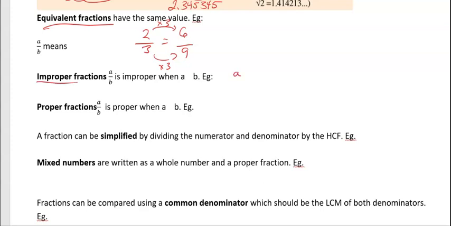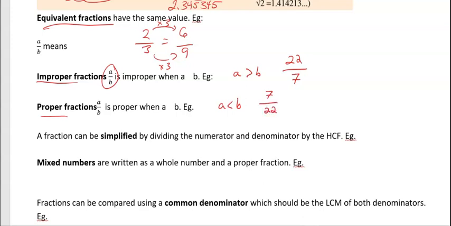An improper fraction is when, if we're looking at A over B, A is greater than B. So we'll use the approximation of pi, 22 over 7. That's an improper fraction, where a proper fraction is where A will be less than B. So I'll use that same example and flip it over.